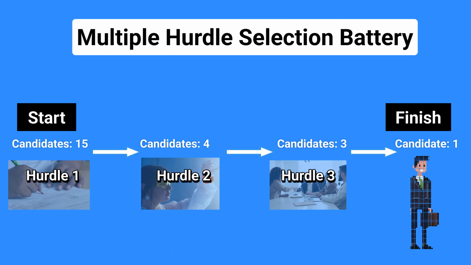A multi-hurdle selection battery is a step-by-step process where candidates must pass each stage before moving forward. If they fail at any stage, they are removed from consideration. As illustrated in the slide, 15 individuals participated in Hurdle 1, but unfortunately, only 4 passed. Those 4 individuals are now allowed to move forward in the process and participate in Hurdle 2. So as you can see, each stage is a separate hurdle. Failing any step disqualifies the candidate from continuing.